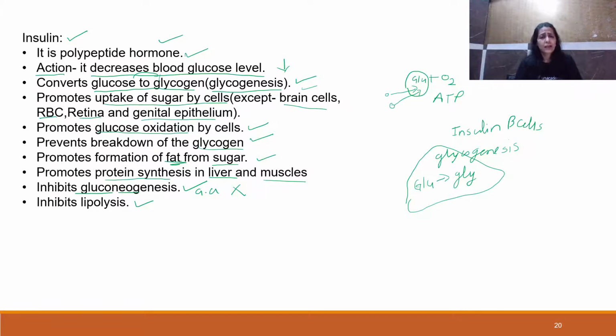It converts the excess of sugar into the fat that is stored in the form of subcutaneous fat. It promotes protein synthesis in the liver and muscles. It also inhibits gluconeogenesis, formation of glucose from sources like amino acids, and it inhibits lipolysis, that is breakdown of fat.